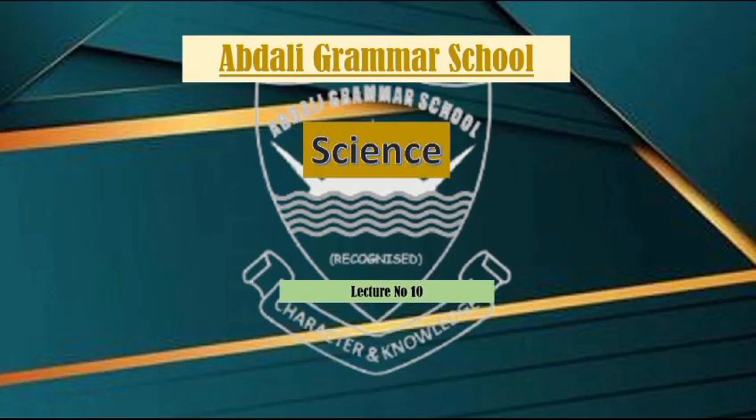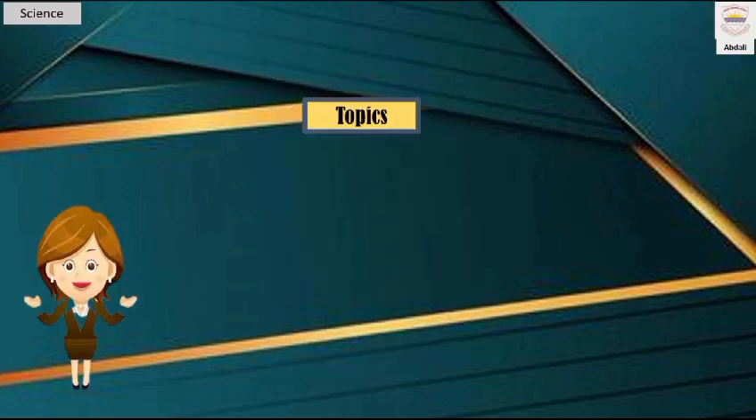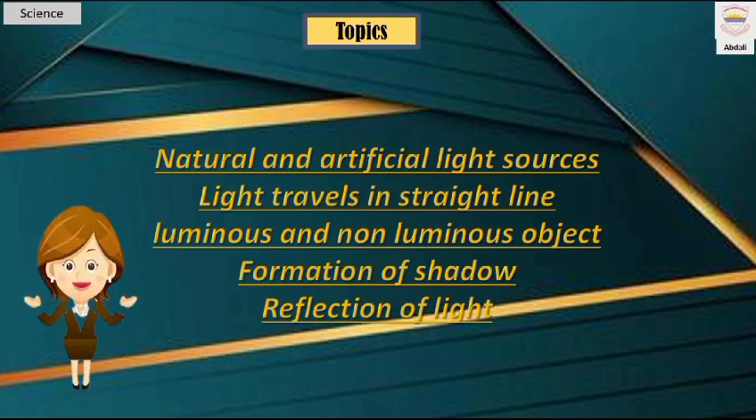Today we are going to delve into different topics: natural and artificial sources, light travels in a straight line, luminous and non-luminous objects, formation of shadow and reflection of light.